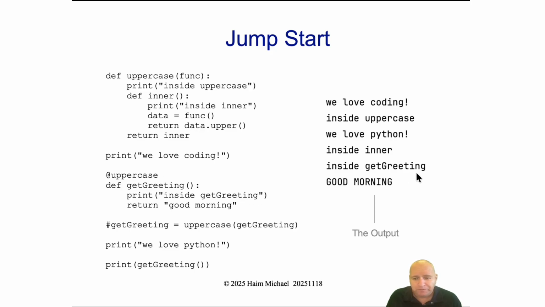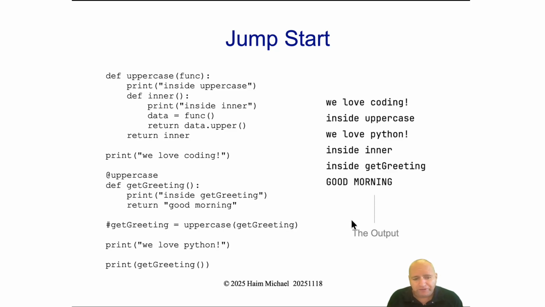So inside greeting is printed to the screen, and then eventually we see that the return value that is printed in the last line, which is "good morning," just in uppercase, is printed to the screen. So this is actually what happens when using a decorator.